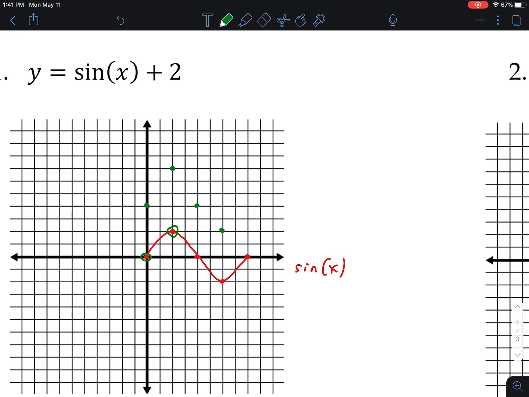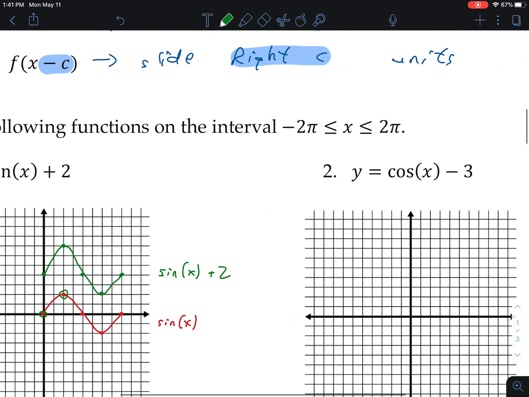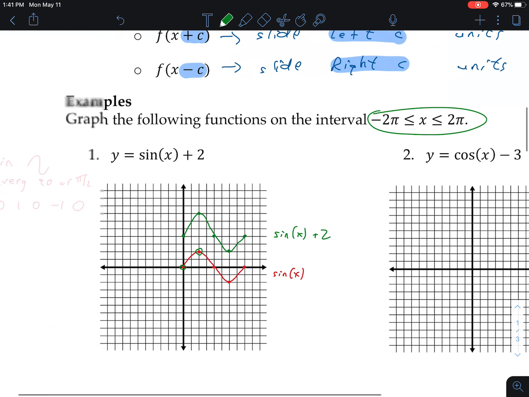And so I'm going to be up at 1. I'm normally at 0. I'm going to be back over here. And we see that this graph is exactly the same as the one below. It's just that it's slid up 2 units. Okay, it says here from negative 2 pi to 2 pi.